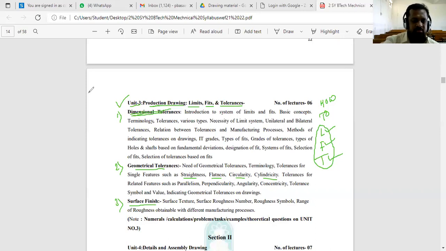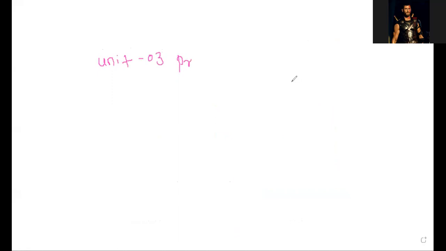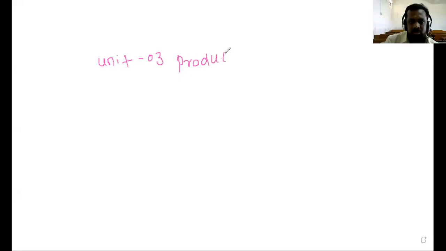Now see here, unit 3: production drawing. Then limits, fits, and tolerances.